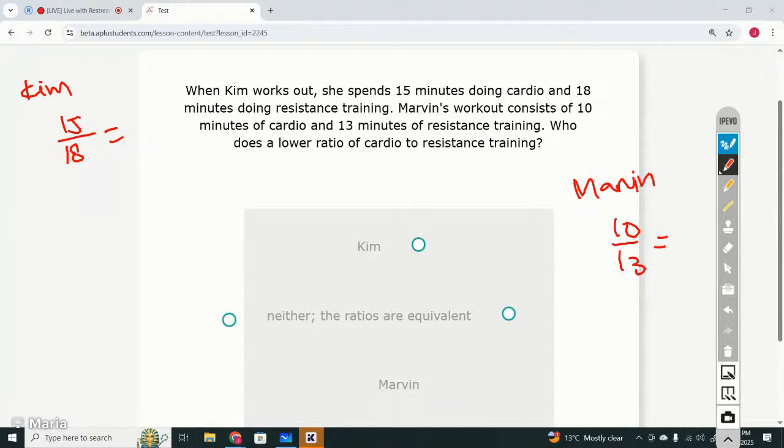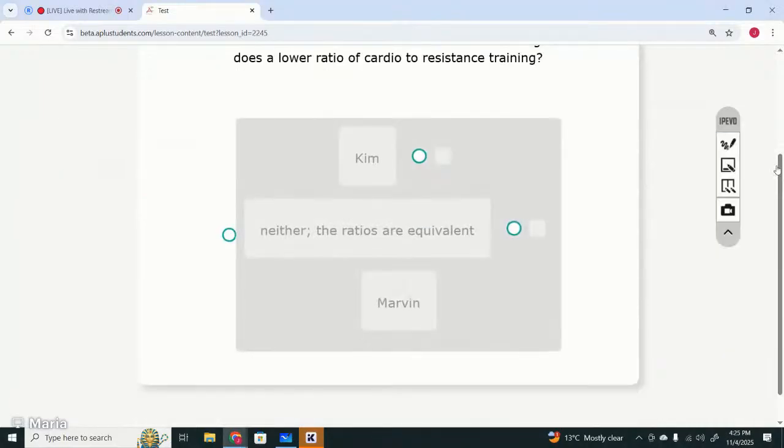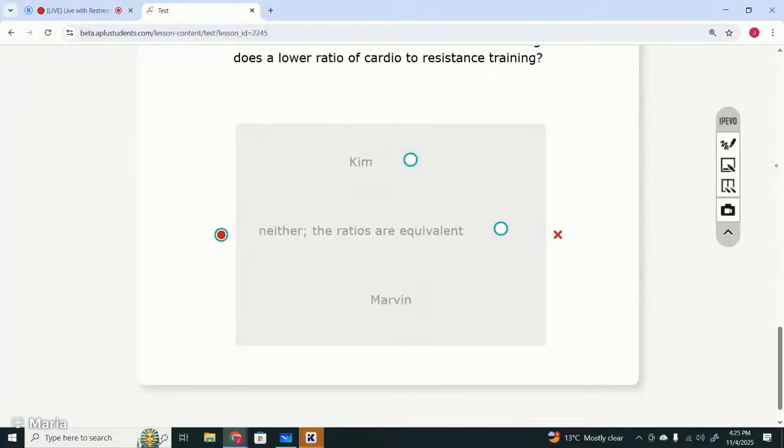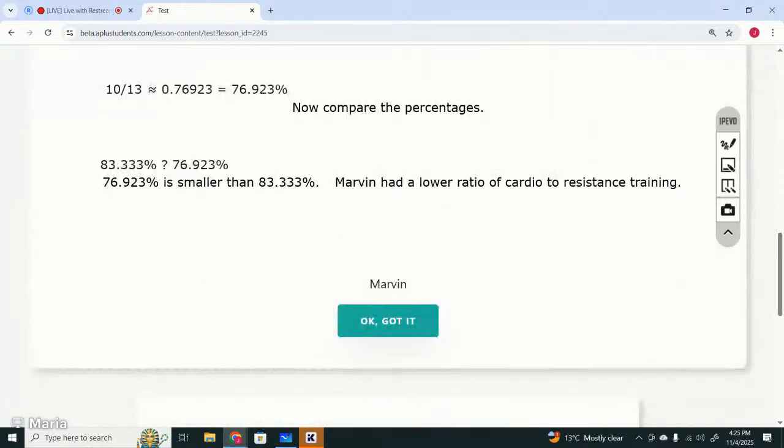15 divided by 18 times 100, that is 83.3%. And then 10 divided by 13 is 76.9%. So who does a lower ratio? Marvin has the lower ratio than Kim. The correct option is Marvin. Option number 3 is the correct option. Marvin, there is something wrong with the options, right?